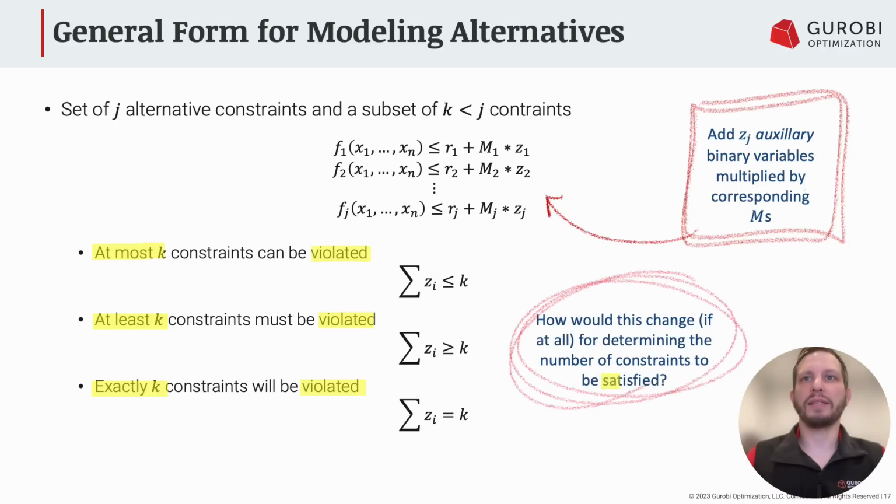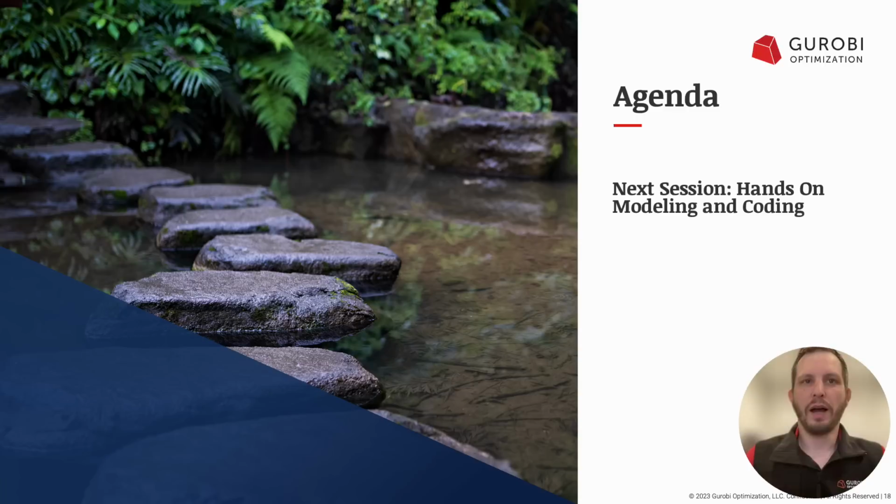Another thing that would be good to think about is how the formulation would change, how the use of the auxiliary variables would change, if we were determining the number of constraints that need to be satisfied. This was allowing a certain number of constraints to be violated. If we wanted to switch that up a little bit, how would that look? What would we need to change? Good exercise for you.